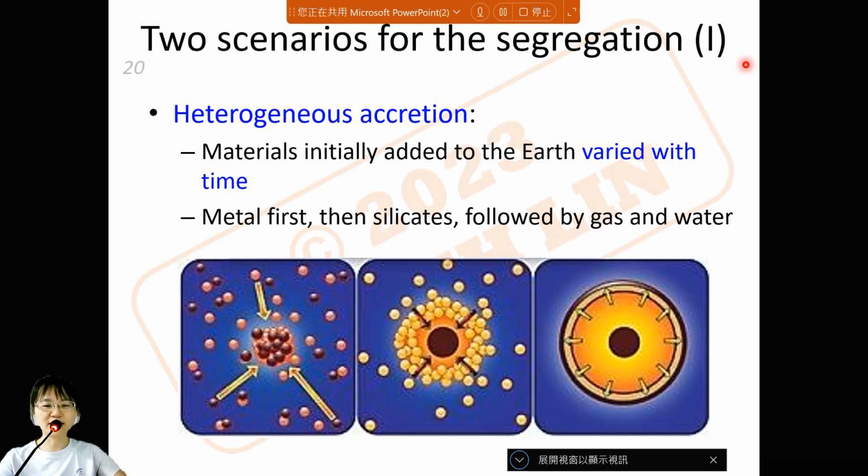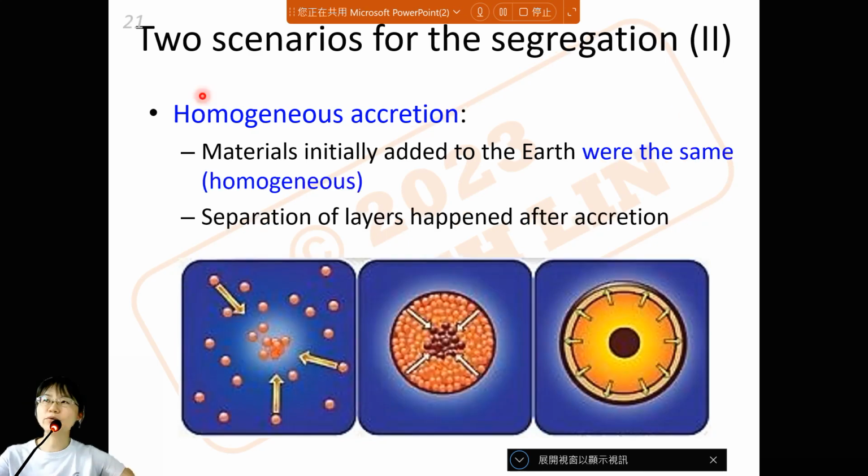Talking about the origin of the core, in your assignment, I asked you to first present what the scenarios are for the segregation of the Earth. The first is heterogeneous accretion, which means metal comes first, silicate comes second, and lastly, gas and water. We also have homogeneous accretion, which is everything comes together, like this, and then they get separated over time.